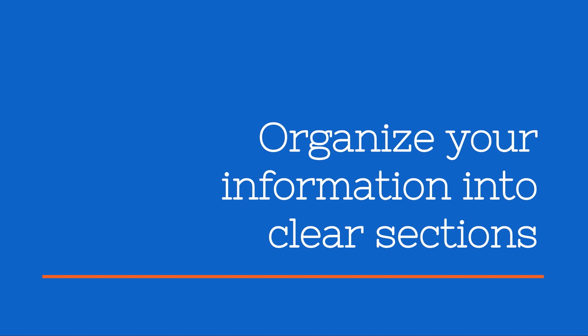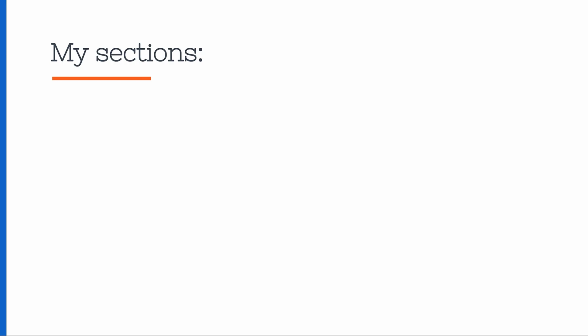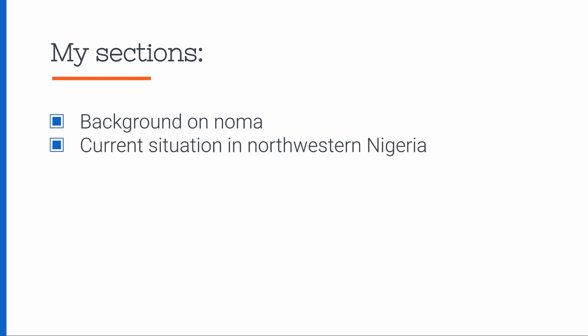Next, organize your information into clear sections. You've been doing a lot of research, you've got a lot of ideas, but you need to make sure that you've got categories. Here are my sections. First, background on Noma. This is going to be where all of my medical research is. Everything that I've gathered and learned about the disease, how it works, and how it affects people will go here.